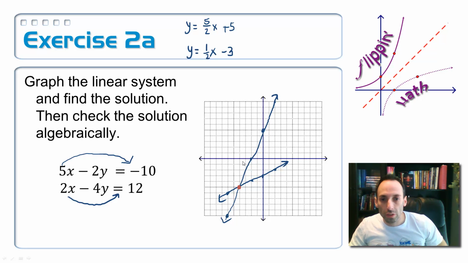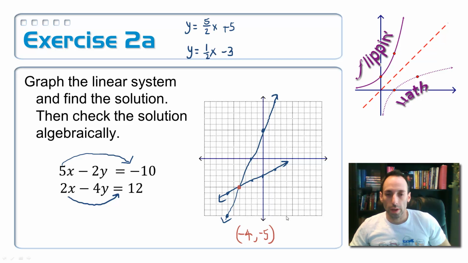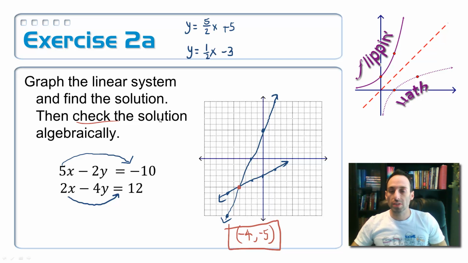Let's see what the coordinates are. We've got (-4, -5). Okay? This is supposed to be the solution. And the second part is check this thing algebraically, which just means put it into each of the equations and make sure that it works in both equations.